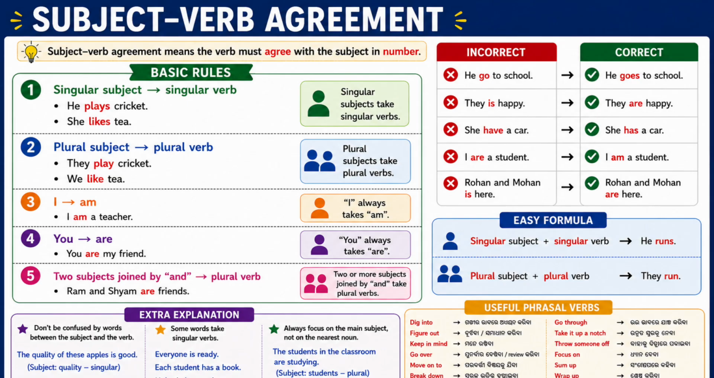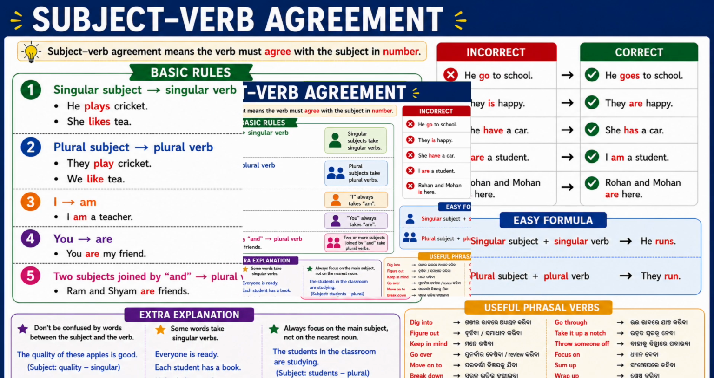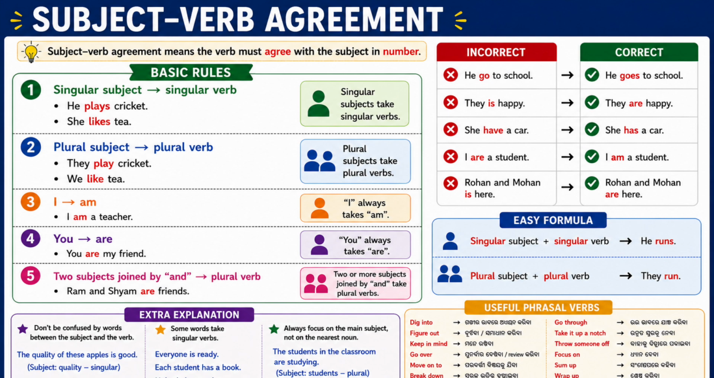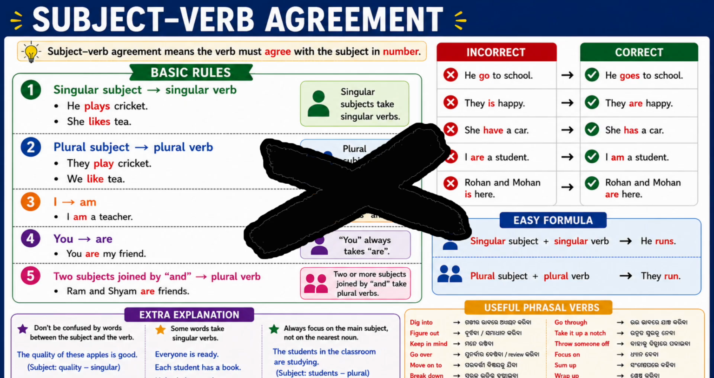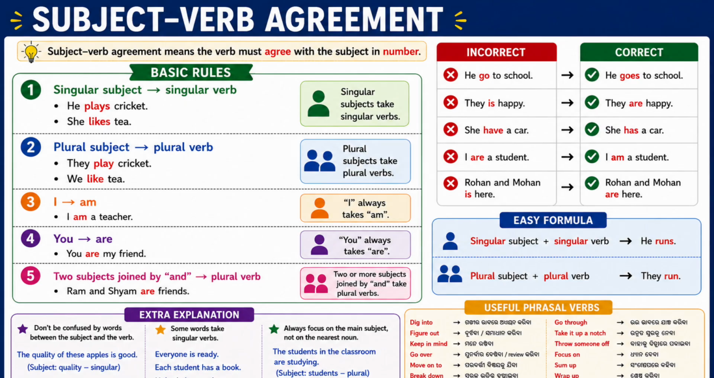Plural subject. Now let's move on to plural subjects. We say they play cricket, we like tea. Here the main verb normally stays in its base form. For example, they work hard, we watch television, the boys play football. So don't say they plays cricket. Instead, watch out for the plural subject and say they play cricket.